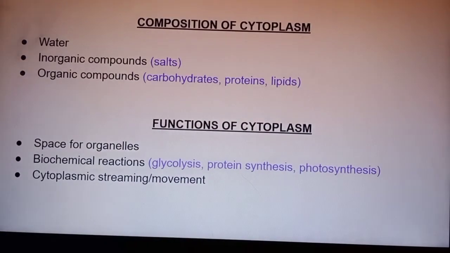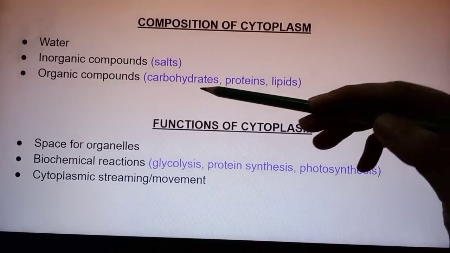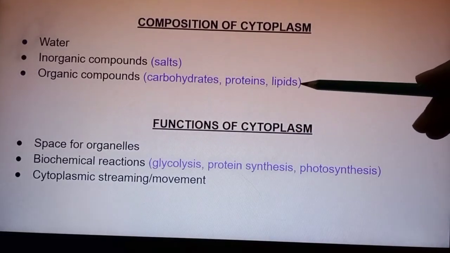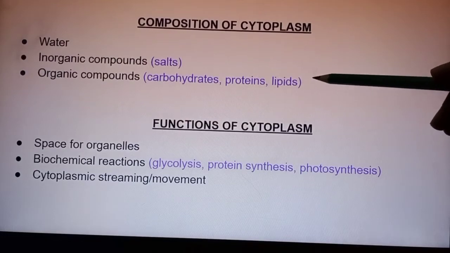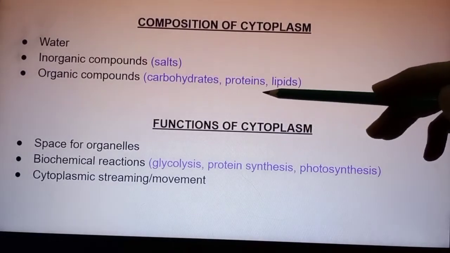As we have already discussed, all the cell organelles have the same basic composition, that is these organic compounds. Besides these, they contain nitrates and phosphates etcetera, but the basic composition is carbohydrates, proteins and lipids.